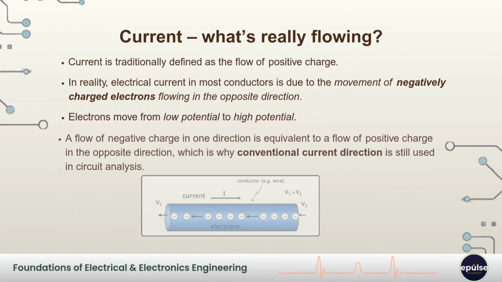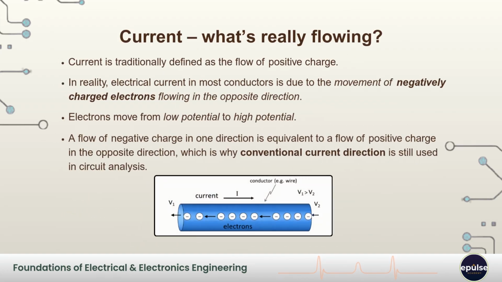Now here is something interesting. We say that current is the flow of positive charge, but in reality, in most conductors, current is due to the flow of negatively charged electrons. Electrons actually move from low potential to high potential, which is the opposite direction of conventional current. So why do we still use conventional current direction?